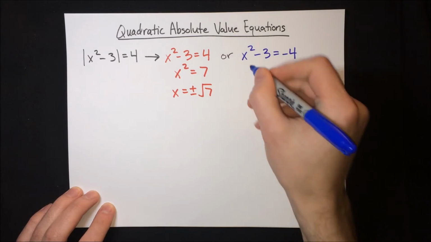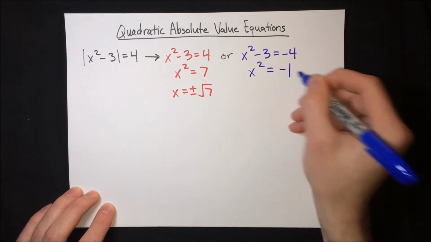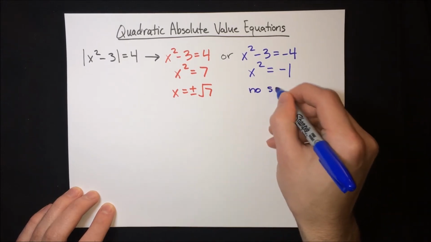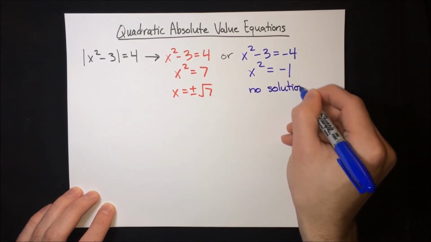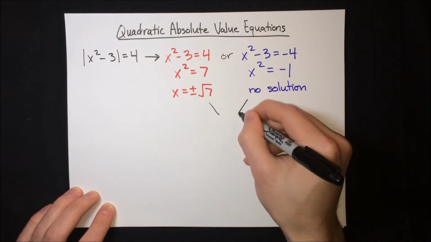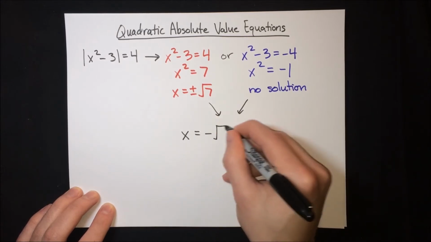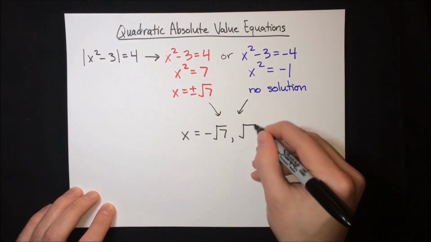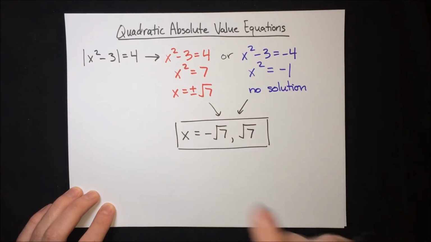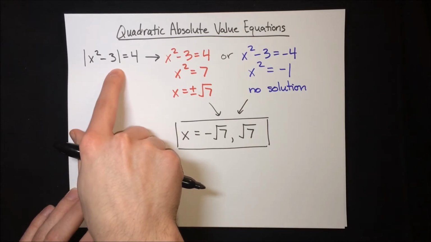And then solve the second one, add 3 to both sides. X squared equals negative 1, and this equation has no solution. So now we combine our equations to get x equals negative root 7 or positive root 7. And this is the solution to that quadratic absolute value equation.